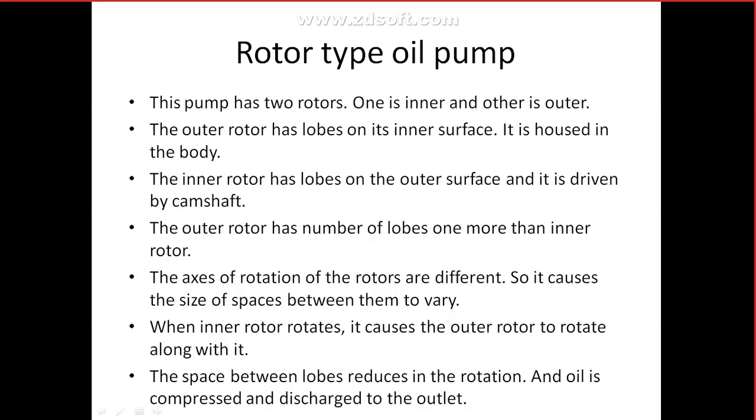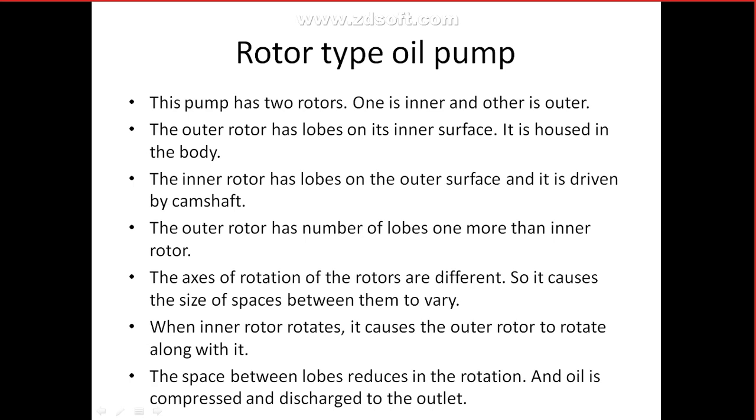This rotor type oil pump has two rotors. In a gear pump there are two gears; in a rotor pump there are two rotors, one inner and the other outer. The outer rotor has lobes. Lobes means a curved portion. The outer rotor has lobes on the inner surface. It is housed in the body. The inner rotor has lobes on the outer surface. It is driven by the camshaft.